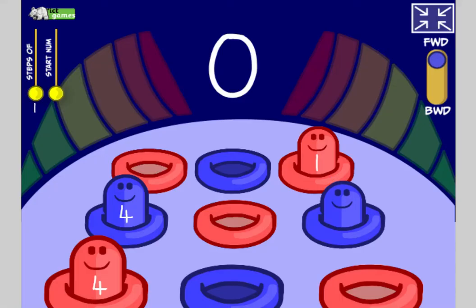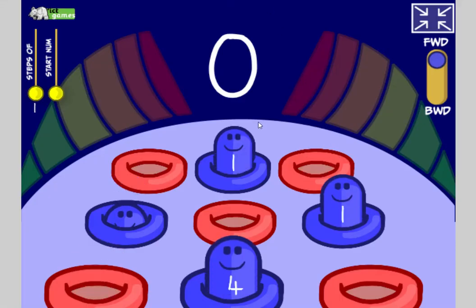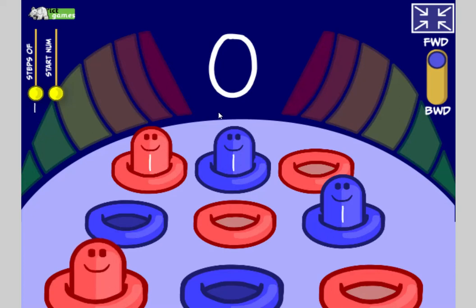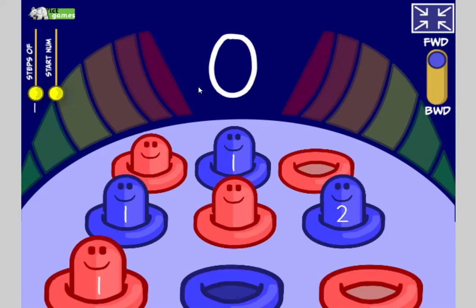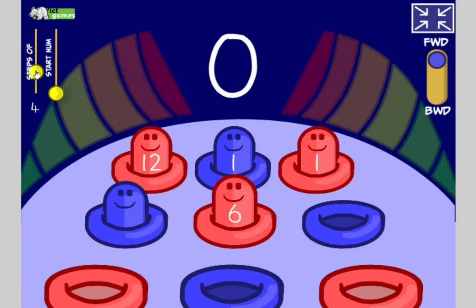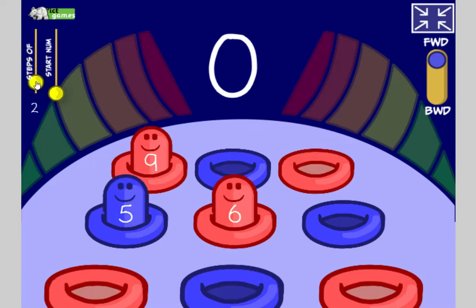Okay, now, here we go. So, we don't want to do that yet. Now I've got whack-a-mole up here, and we're not going to play going backwards today. We're going to have it going forwards, and this time we're going to do it in steps of 2. So I'll move this about to get it to say steps of 2. Counting in 2s. You ready?